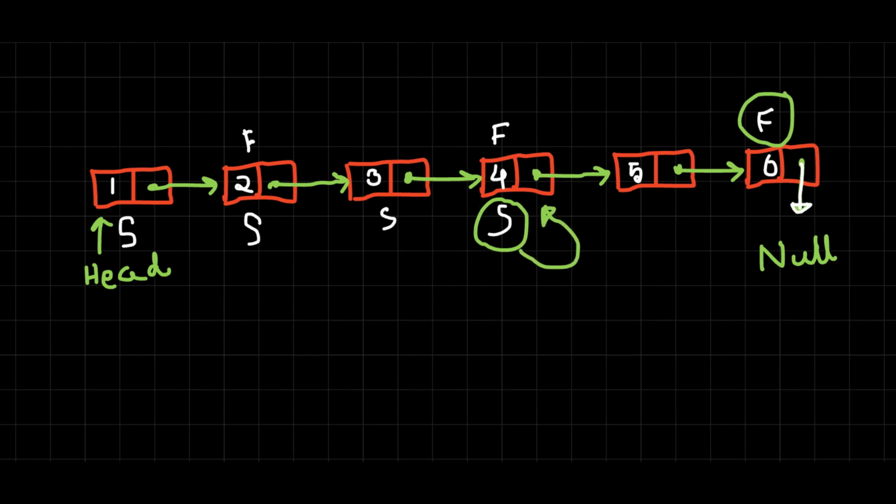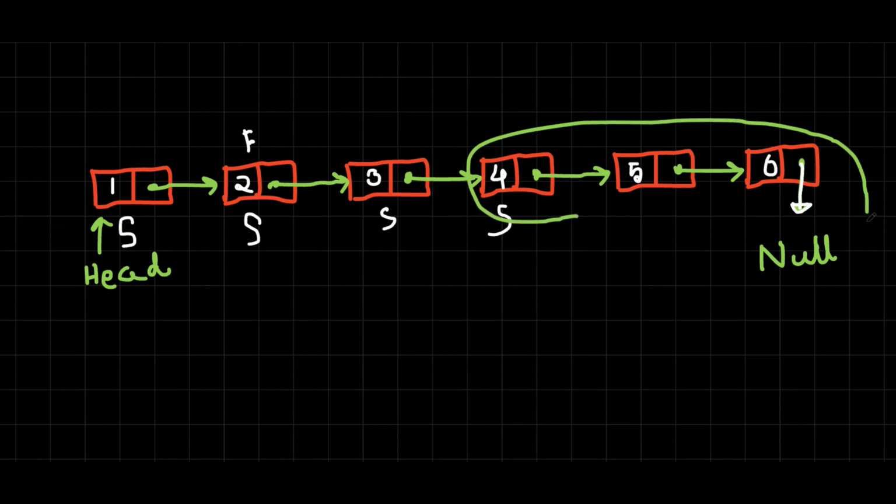So we have to simply ignore the fast pointer and return the element which is in this portion, the portion of the slow pointer. And this is how the slow and fast pointers work in a linked list.